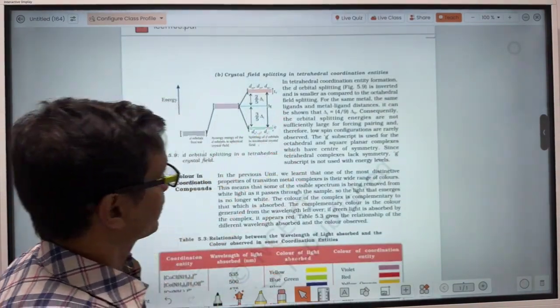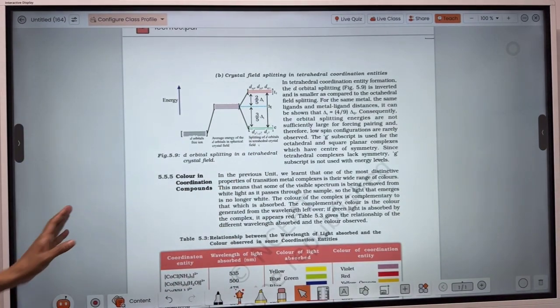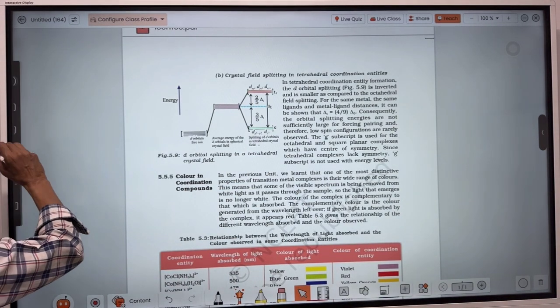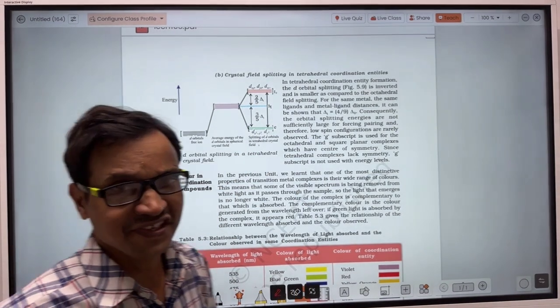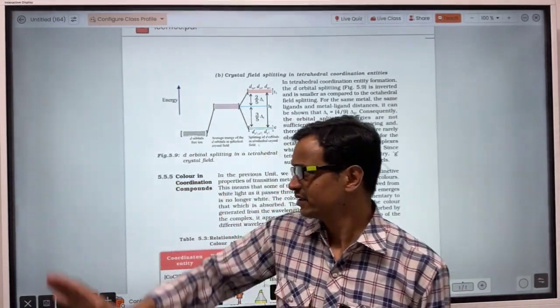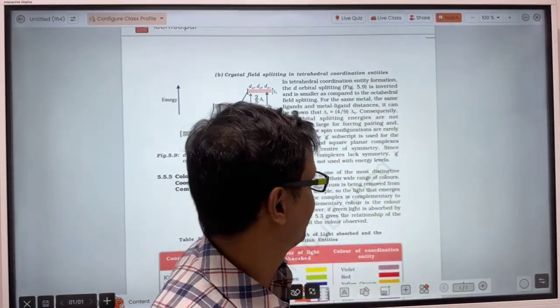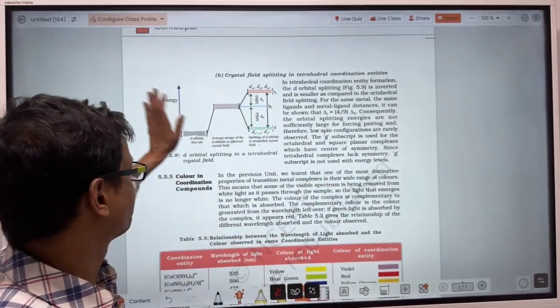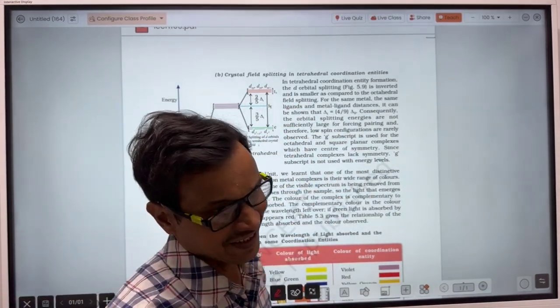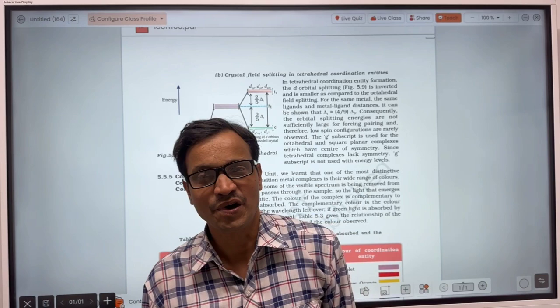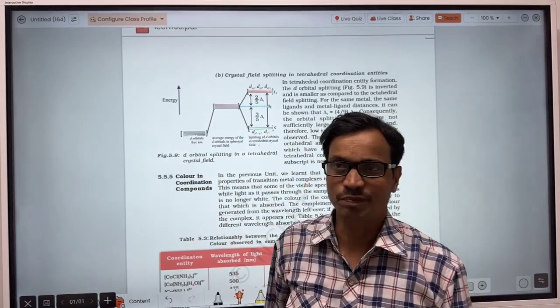Now, bonding in tetrahedral coordination entity. Same here, let's see. Since I have already explained the bonding in octahedral complex by drawing, you can understand this very easily in bonding in tetrahedral complex also.